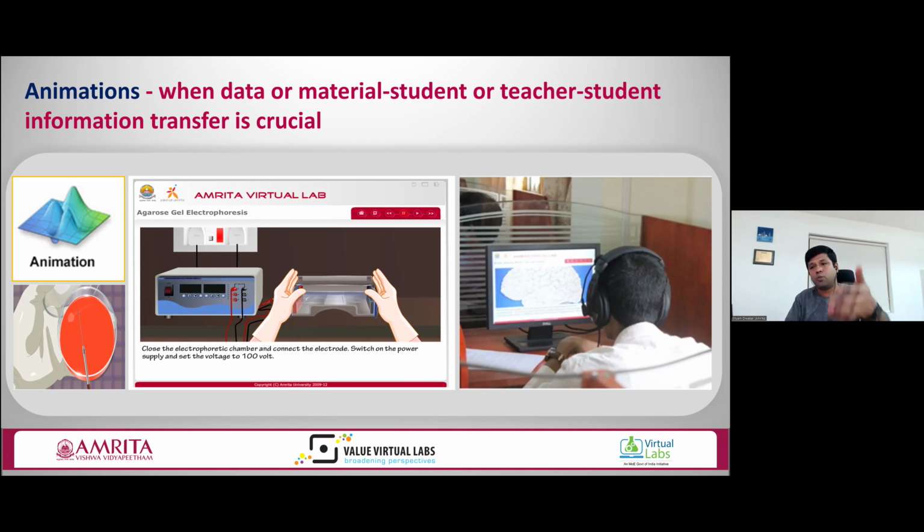So for example, in some of our experiments like gel electrophoresis, you'll see that they can perform the things as if they're doing in a real lab. So the know-how was transferred and not the exact value or the outcome of the condition.